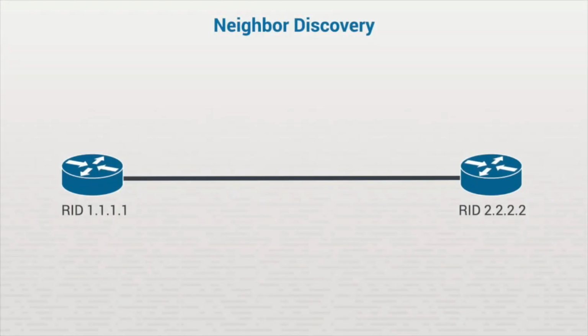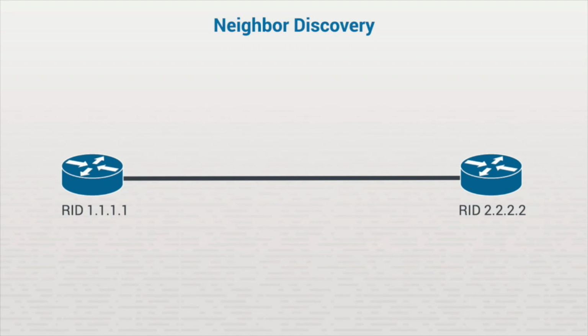Each router has already been assigned a router ID, or RID. The one on the left has an RID of 1.1.1.1, and the one on the right has 2.2.2.2. It's critical that routers are assigned RIDs. We'll just assume that these RIDs were manually configured. A data link has just connected these routers, and they don't know about each other yet.